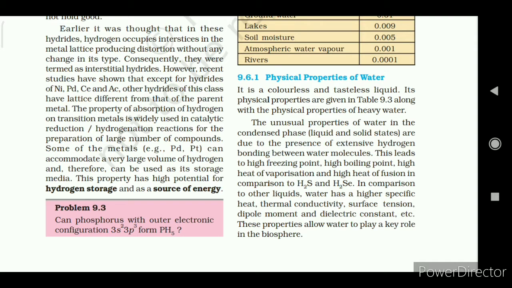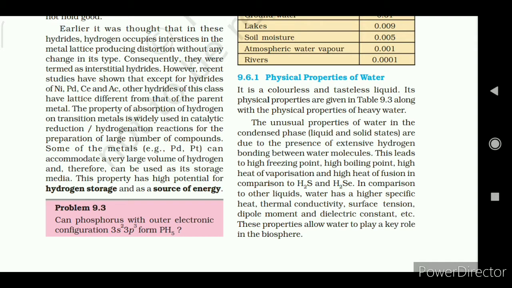Solution. Although phosphorus exhibits +3 and +5 oxidation states, it cannot form PH5. Besides some other considerations, the high enthalpy of atomization value of dihydrogen and the high enthalpy of [ionization] value of hydrogen do not favor the highest oxidation state of phosphorus, and consequently the formation of PH5.